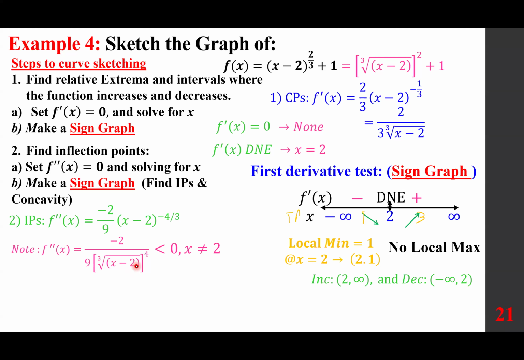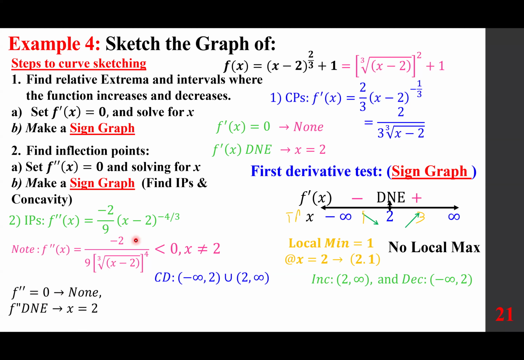So if it's always negative, it's always concave down. But is it from negative to positive infinity? The answer is no. Instead, you say from negative infinity to 2, union 2 to infinity. That's how you write it. Now, you don't have to do the sign graph. I just do it for the sake of those who are interested in seeing it. Again, no need for a sign graph because it's always negative, right? But we proved it.